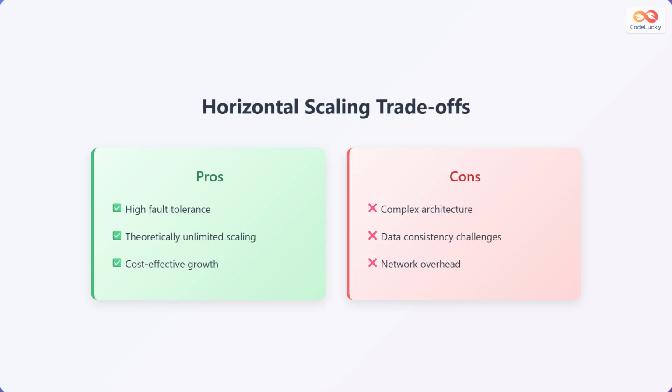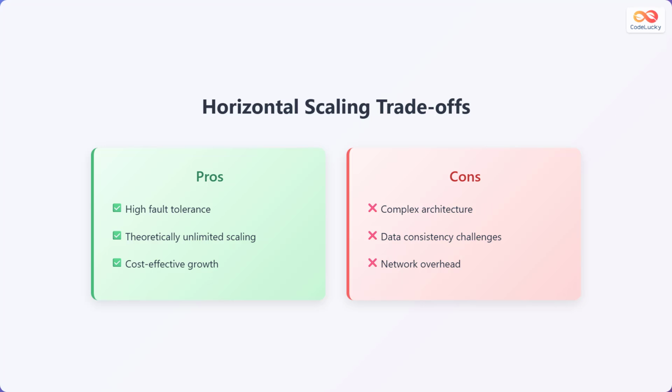Now let's discuss the trade-offs of horizontal scaling. On the pro side, horizontal scaling offers high fault tolerance because if one machine fails, the other machines can continue to operate. Also, horizontal scaling allows for theoretically unlimited scaling by simply adding more machines to the pool. Additionally, it can be cost-effective for long-term growth, especially when using commodity hardware.